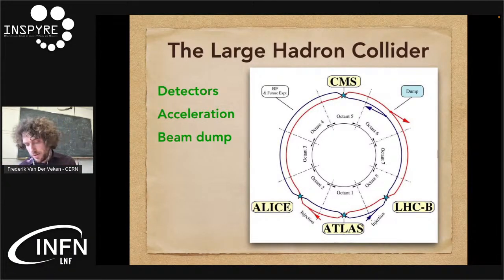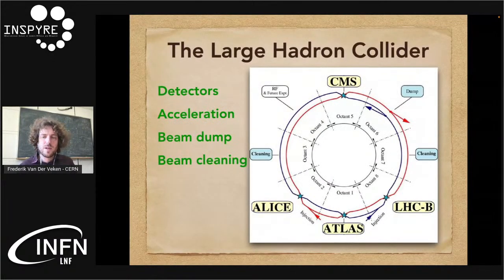That's why the dump is important. And then the last 2, 3 and 7, they have a similar function, which is beam cleaning. These are collimators. What does that mean?